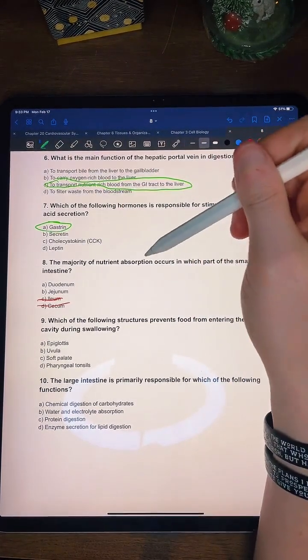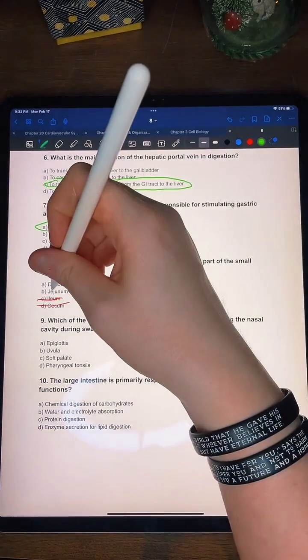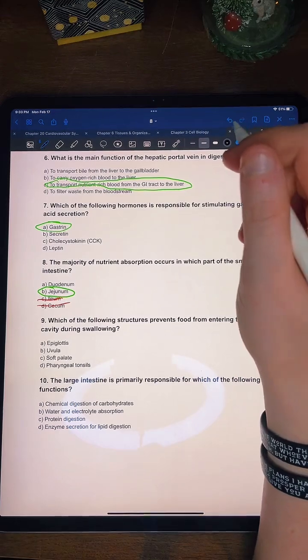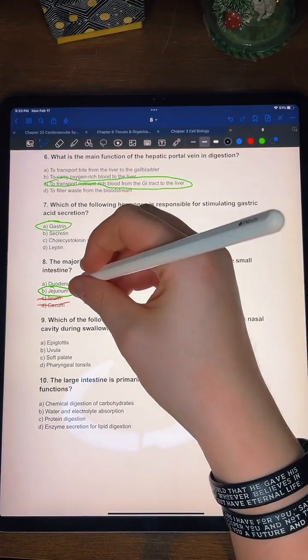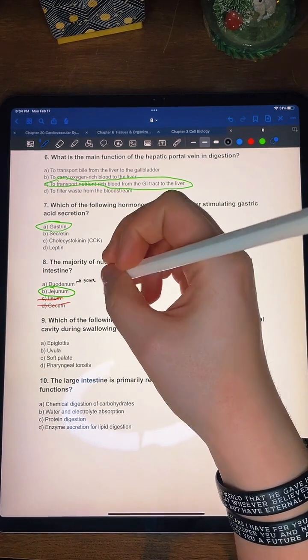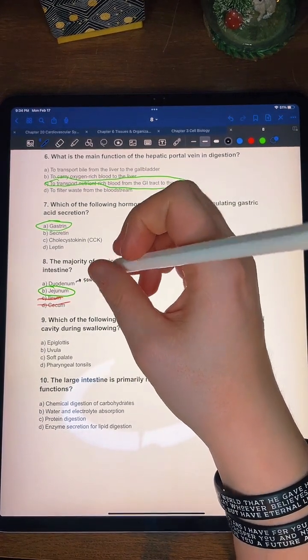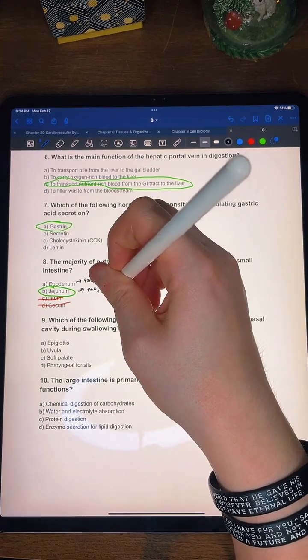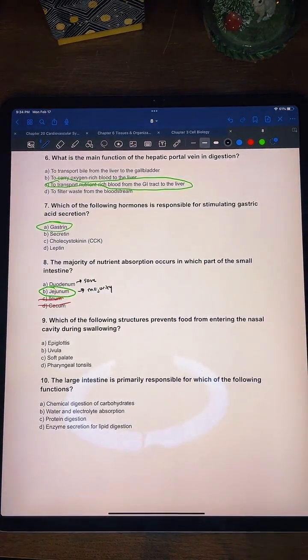So, the majority of nutrient absorption occurs in which part of the small intestine? It is the jejunum. This is where there's some absorption, but this is where the majority of it takes place. This is where a lot of it takes place. We good on that one? I saw a lot of people putting A for that one. There is some secretion, but there's not very much compared to the jejunum.